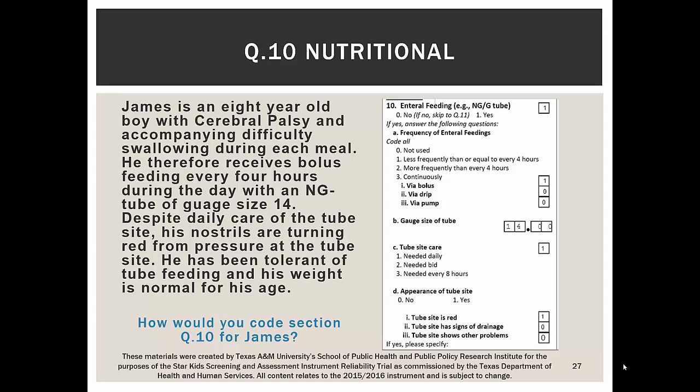Let's look at a sample question from Q10, nutritional. James is an 8-year-old boy with cerebral palsy and accompanying difficulty swallowing during each meal. He therefore receives bolus feedings every 4 hours during the day with an NG tube of gauge size 14. Despite daily care of the tube site, his nostrils are turning red from the pressure at the tube site. He has been tolerant of tube feeding, and his weight is normal for his age. How would you code this section Q10 for James?